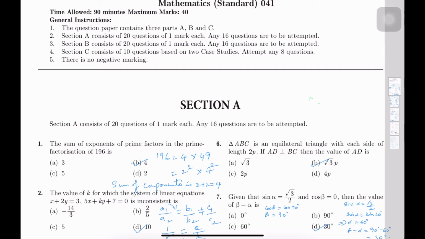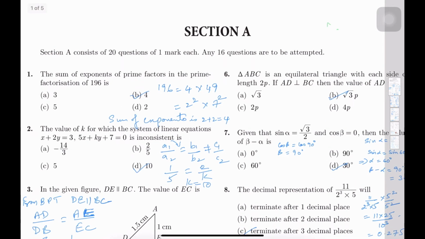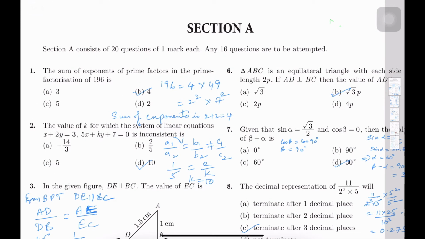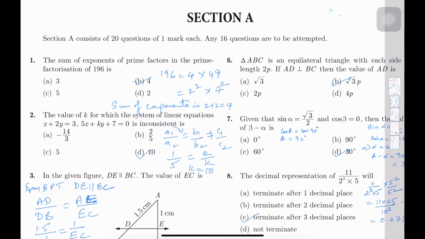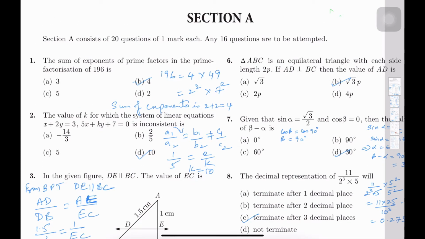So all the questions, I have solved them. I have done it right over here itself, so you just try to understand where. In section A, you are given 20 questions of 1 mark each. Any 16 questions are to be attempted here. So in this, when you are having these type of questions, we'll just go through them.